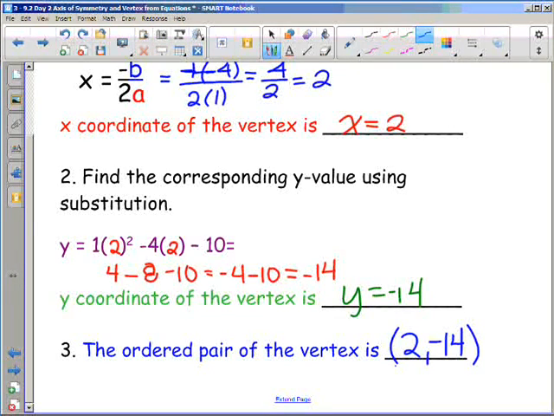And remember when we talked about transformations, we called that h and k. Okay, so the vertex often we're going to refer to as h comma k, and we'll get to that later when we start transforming these. Remember, the h controlled left and right and the k controlled up and down. So this vertex has gone to the right 2 and then down 14.